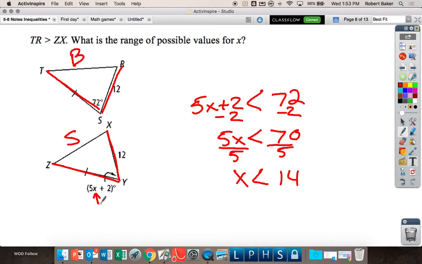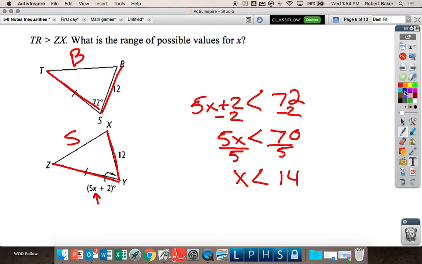Let's talk about that. If I plug a 0 in right here, 5 times 0 is 0. 0 plus 2 is? 2. So is 2 still making it true? Yes, but what is the smallest angle in a triangle? Even, can it be a 0.5 degree angle? So the smallest angle is really 0.